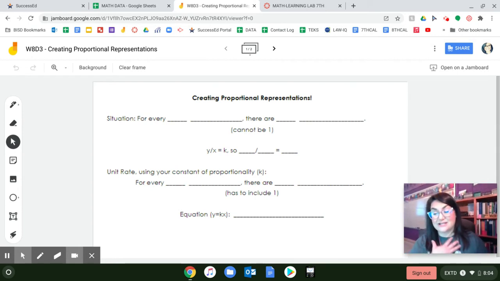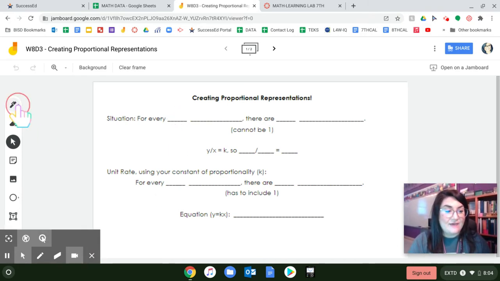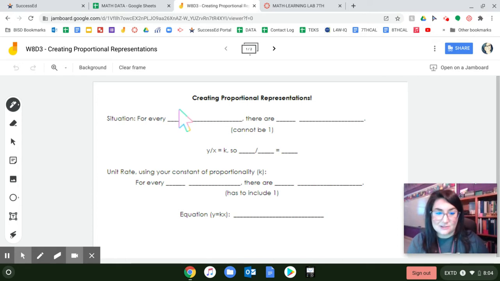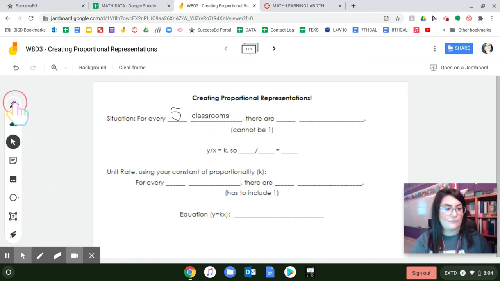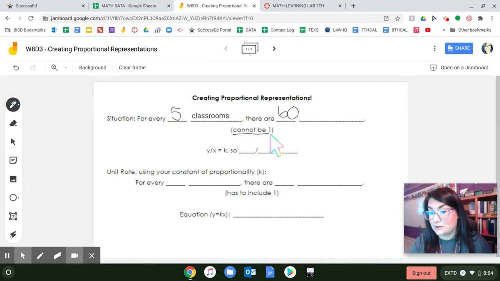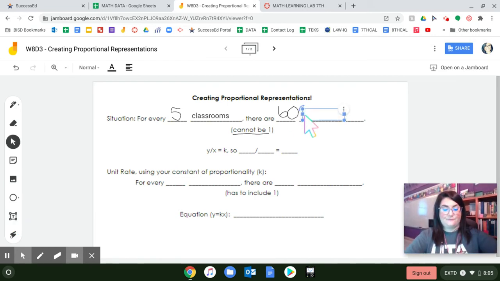Okay, so for my situation, I'm thinking about my hallway at school. For every 5 classrooms, to me it's easier to type, there are 60 students. Notice what I'm doing here, it cannot be 1, okay? I want you to work with a bigger rate than a unit rate so that we can calculate a unit rate from this. So for every 5 classrooms, there are 60 students.